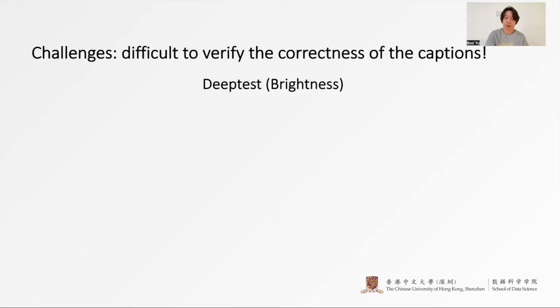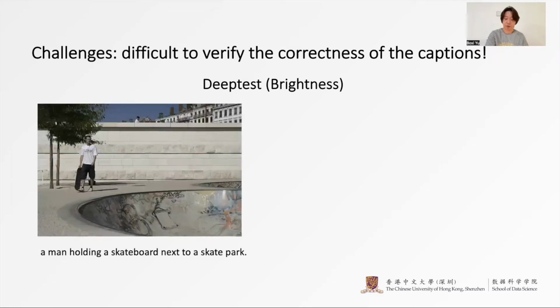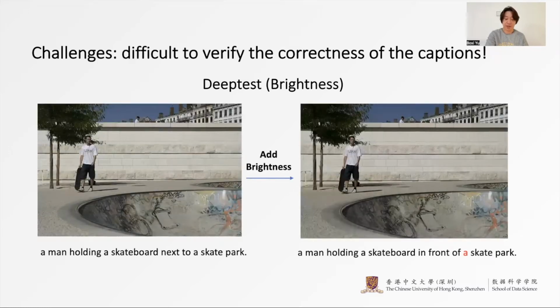Another challenge is the difficulty of verifying the correctness of the captions. For example, when we use DeepTest to add brightness to the images, we get an almost identical synthesized image. And the difference between the new caption and the old one is an additional "a". These two captions are both right.